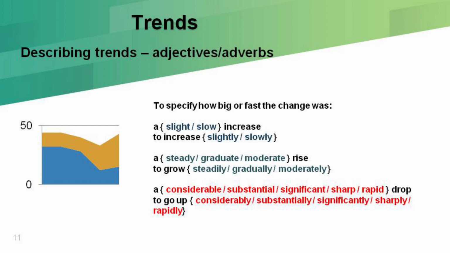However, if there is a very fast, rapid, big change, you can use the following adjectives. A considerable drop, a substantial increase, a significant fall, a sharp improvement, a rapid increase. You can also use the adverbs to go up considerably, to go up substantially, to increase significantly, to increase sharply, or to go up rapidly.